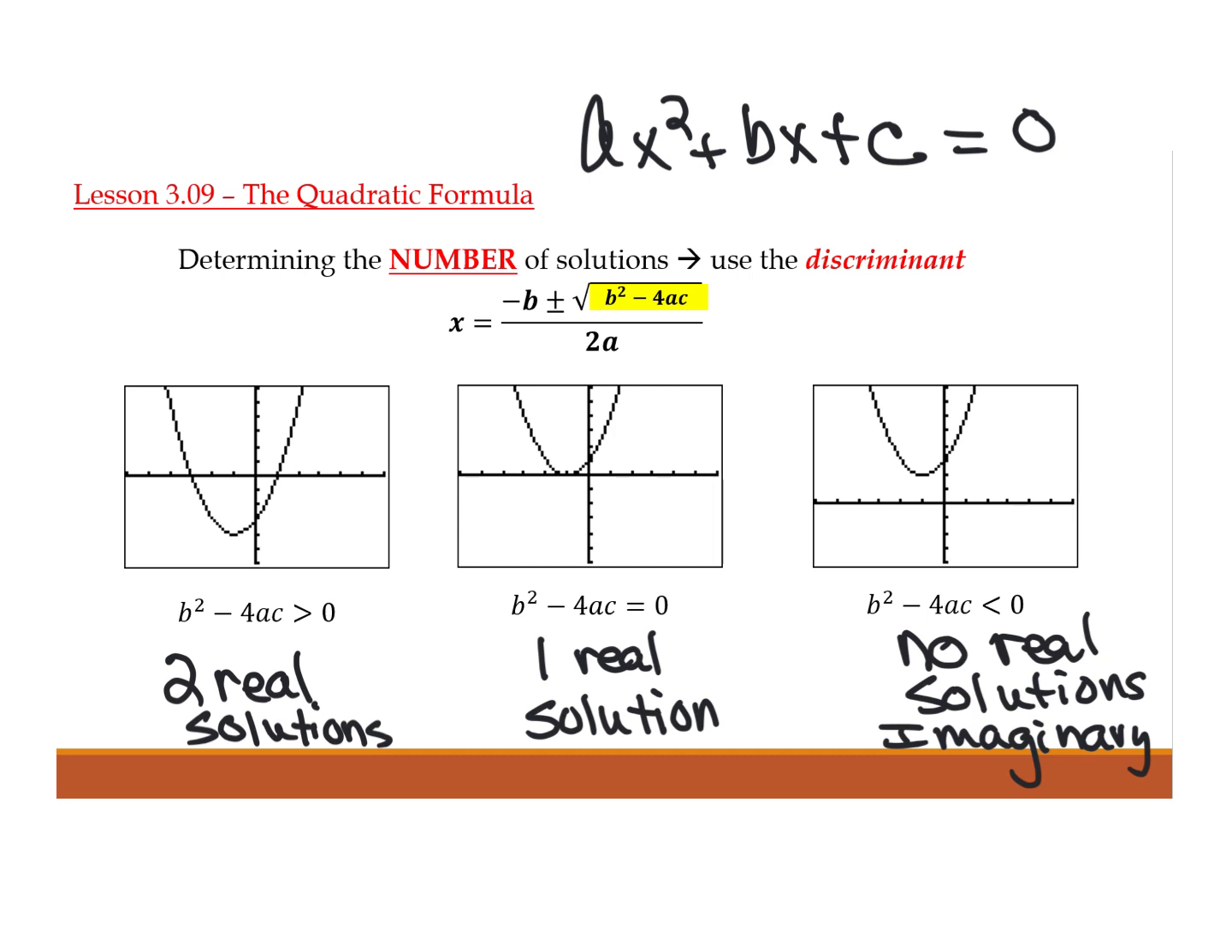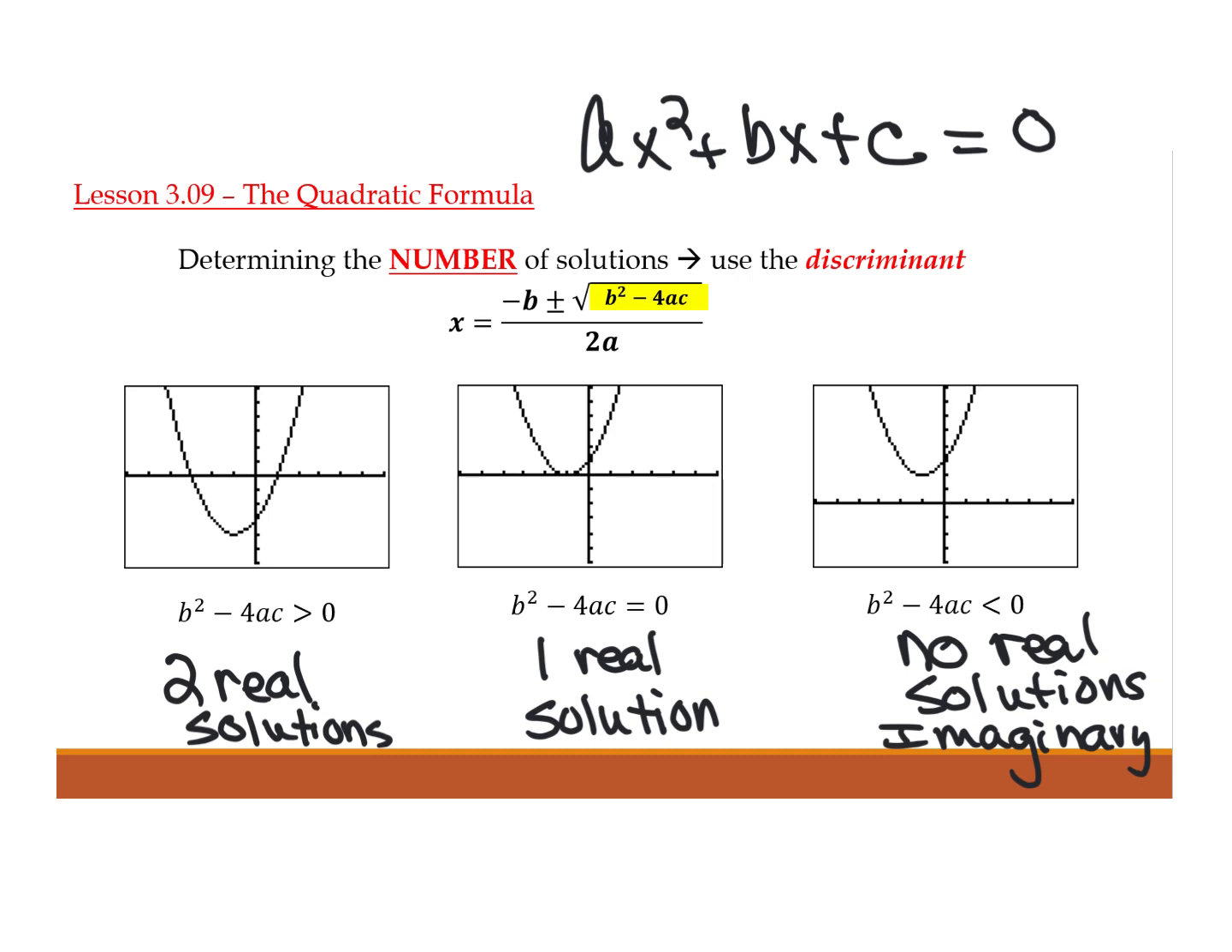Alright, we're looking at the quadratic equation ax squared plus bx plus c equals 0, where a is the coefficient of x squared, the quadratic term, b is the coefficient of x, the linear term, and c is the constant term. The quadratic formula is x equals -b plus or minus the square root of b squared minus 4ac, over 2a. And the highlighted part inside the radical is called the discriminant.